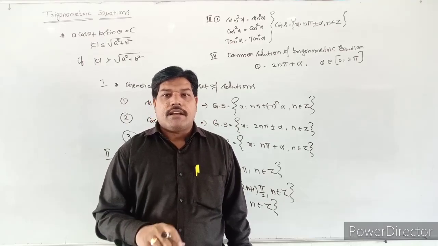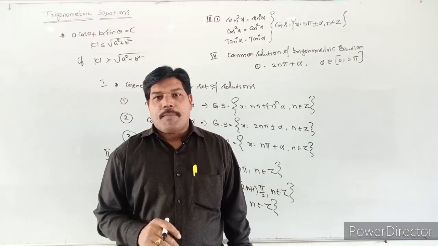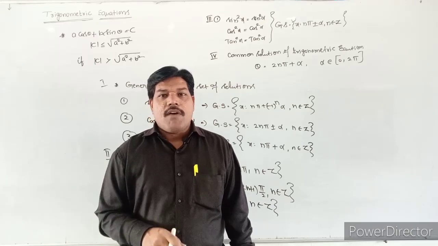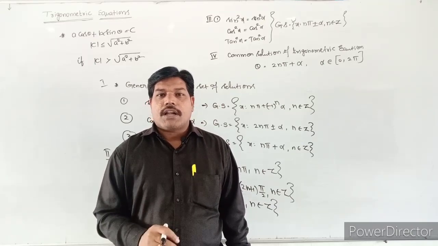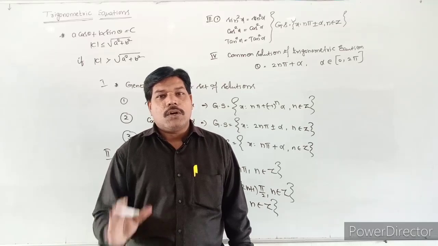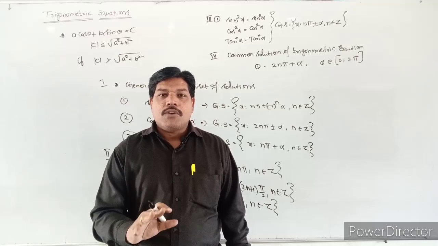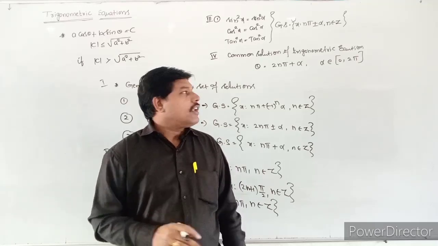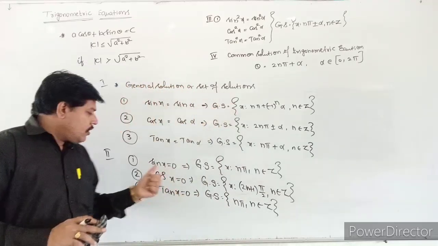There exists a unique value of x in the open interval minus pi by 2 comma pi by 2 that satisfies tan x is equal to k. Then the value of x is called the principal solution of the trigonometric equation tan x is equal to k. So here tan x is equal to k. The general solution is a set of solutions of the given trigonometric equations. General solution or set of solutions. First, you have to see this one.